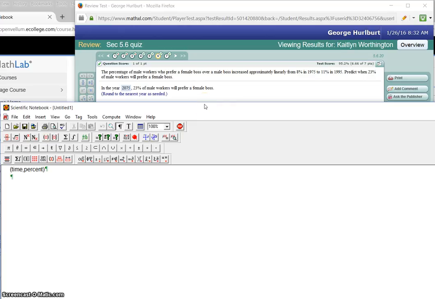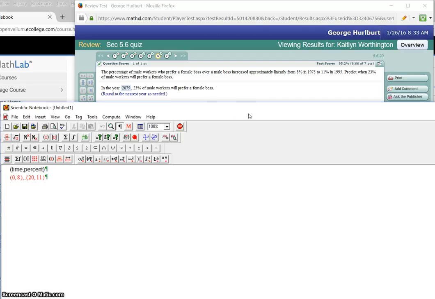Now, to make things easy on myself, I always start my time at time 0 with the first data point. So I'm going to call the year 1975 year 0. So my first data point will be 0, comma, 8%. And then this one is 1995. So 1995 is 20 years later, because we started in 1975, comma, 11%. And that gives me my 2 points.